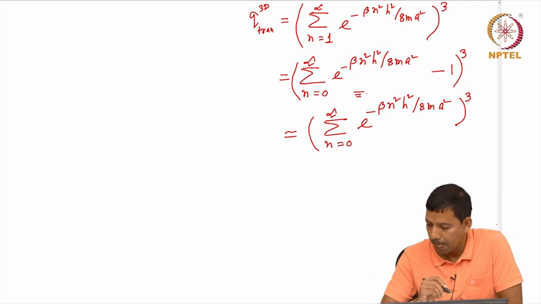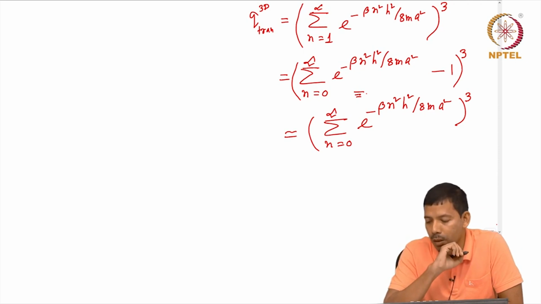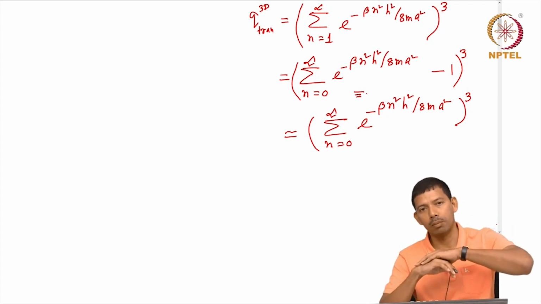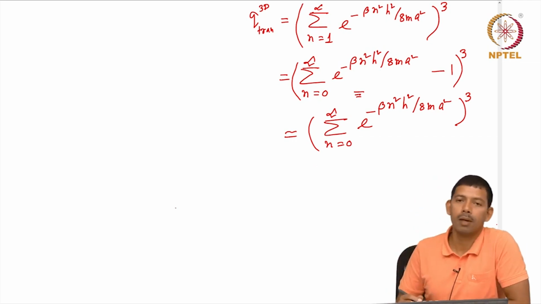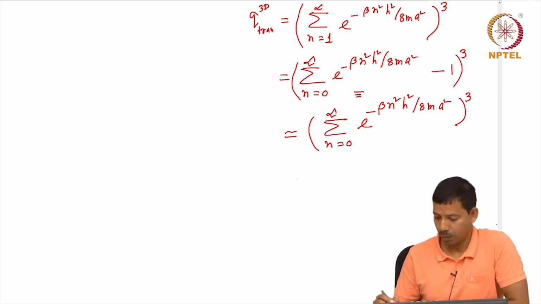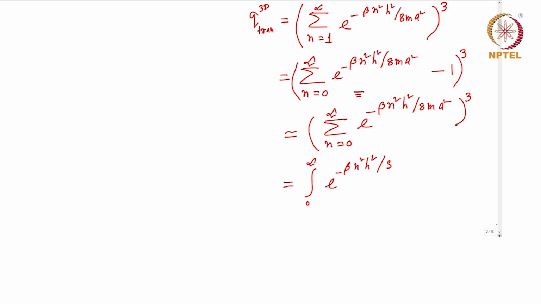The second trick is that the energy gap is very small. In every system, in this case the quantum system, there are many energy levels and the energy gaps are very small, so we can replace this sum by an integral. So this we can write as the integral from 0 to infinity of e to the power minus beta n square h square by 8 m square dn.